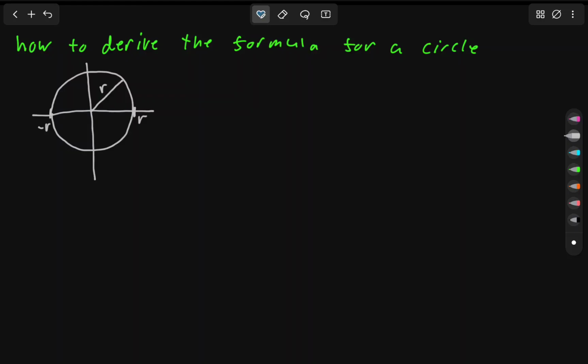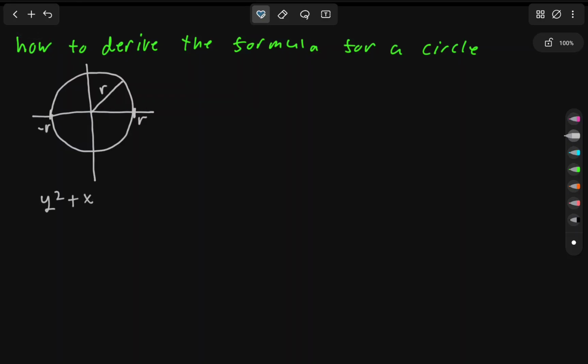Now what we have to really think about here is, what is the equation for the circle? Well, it's going to be y squared plus x squared is equal to r squared. Well, we can't take an integral of this function. So what we're going to do is divide this function up. We're going to say that y is equal to plus or minus the square root of r squared minus x squared.